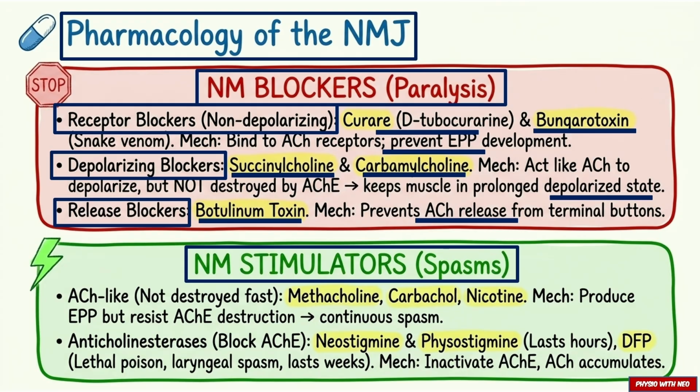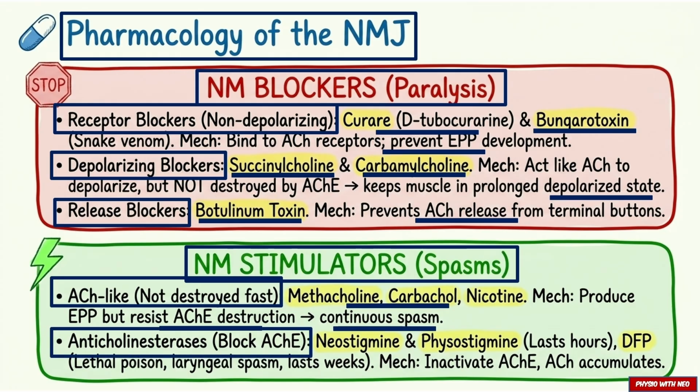They act in two ways. First, acting like acetylcholine. Here, methacholine and carbachol produce the end-plate potential, but they resist acetylcholinesterase destruction, causing continuous spasm. And drugs like anticholinesterases, such as neostigmine, physostigmine and DFP, inactivate the acetylcholinesterase and cause prolonged action. So remember, if you block the receptors, it causes paralysis. If you block the enzyme, it causes more acetylcholine to accumulate.